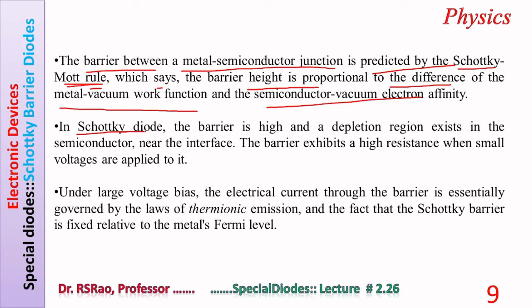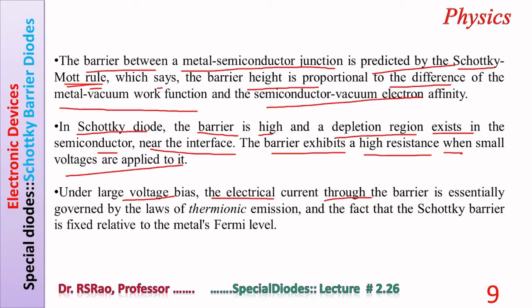In a Schottky diode, the barrier is high and a depletion region exists in the semiconductor near the interface. The barrier exhibits a high resistance when small voltages are applied. Under large voltage bias, the electrical current through the barrier is essentially governed by the laws of thermionic emission and the fact that the Schottky barrier is fixed relative to the metal's Fermi level.